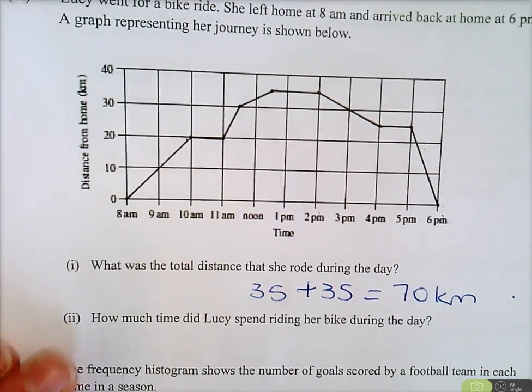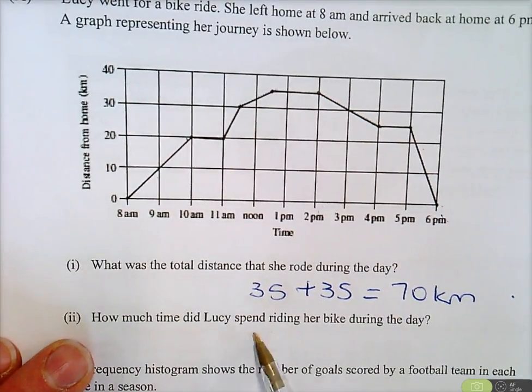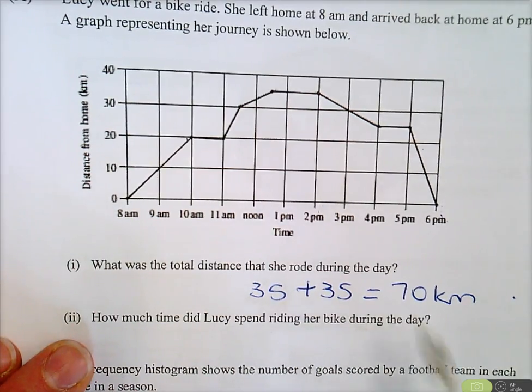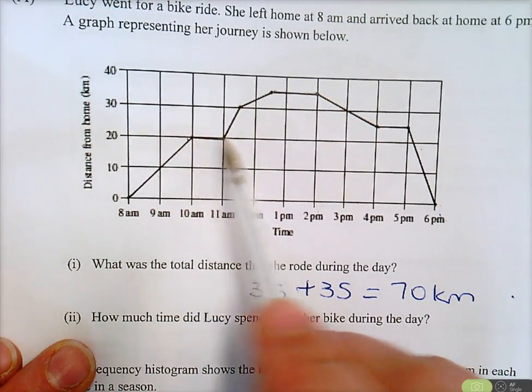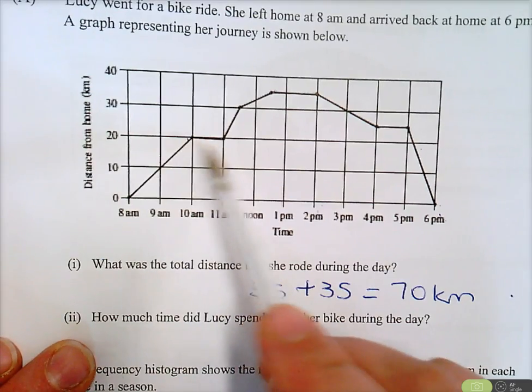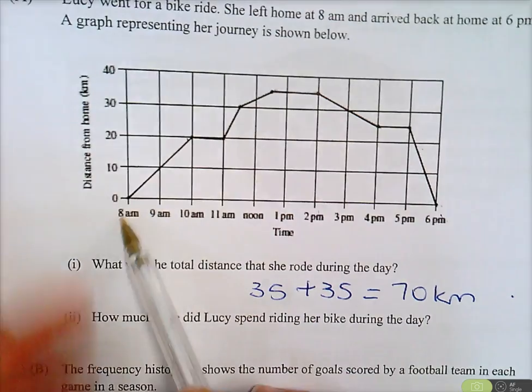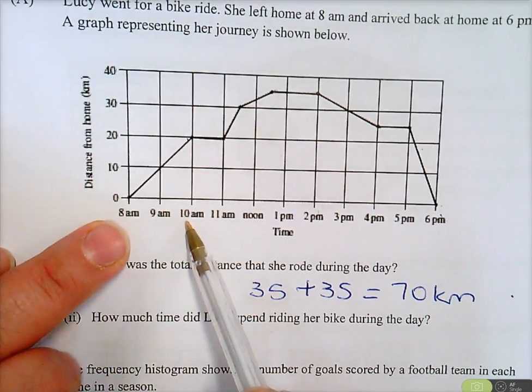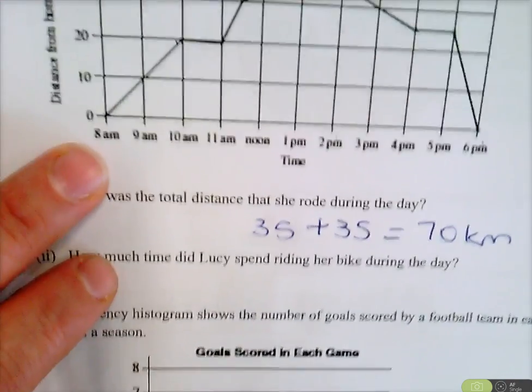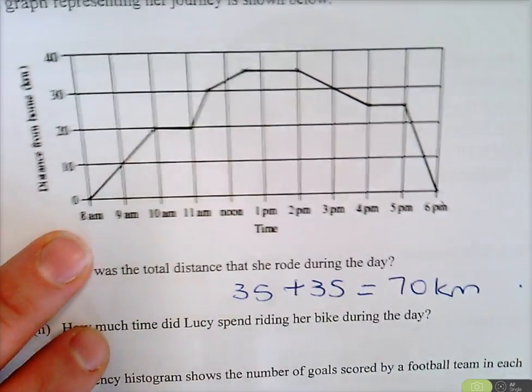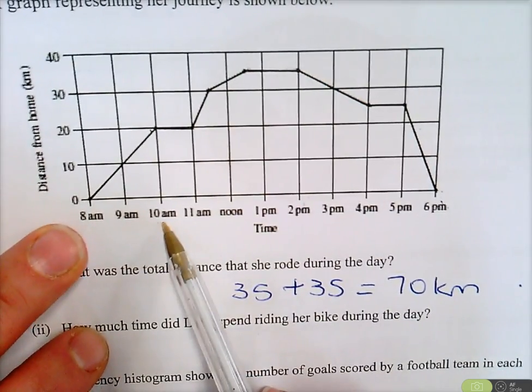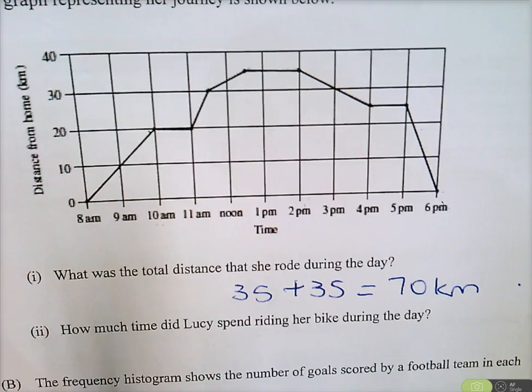All right? How much time did Lucy spend riding her bike during the day? Do you know what these bits are? The flat bits? Is she moving when it's flat? No. So how much time from there to there? No. Look at the time on the bottom. 8 a.m. to 10 a.m. 2 hours.